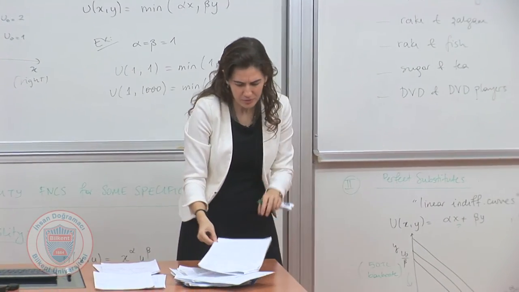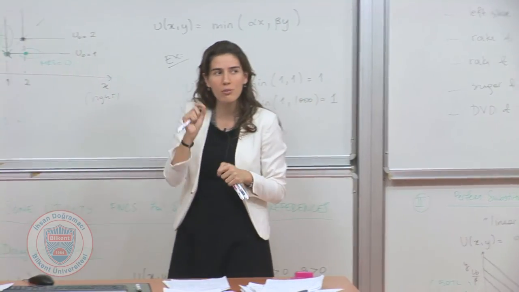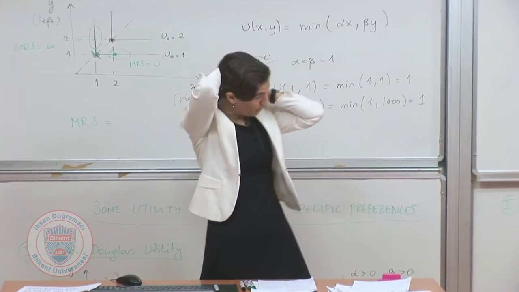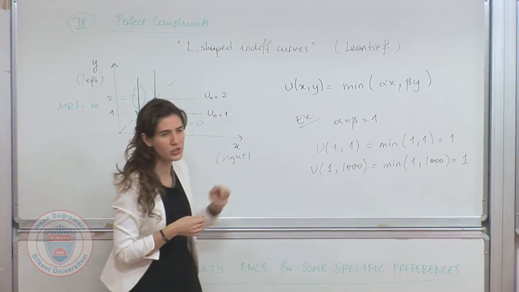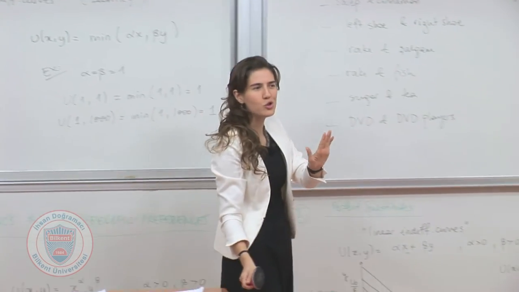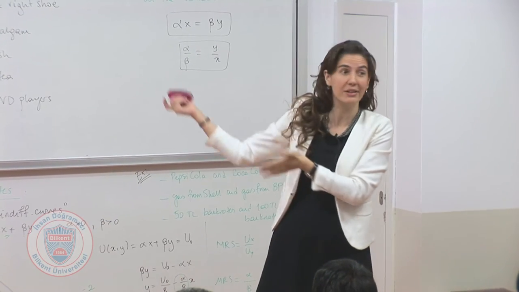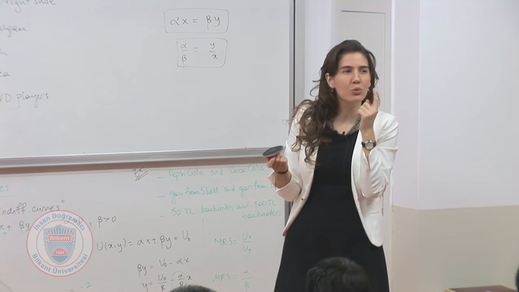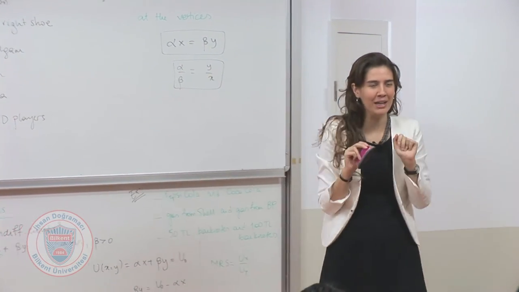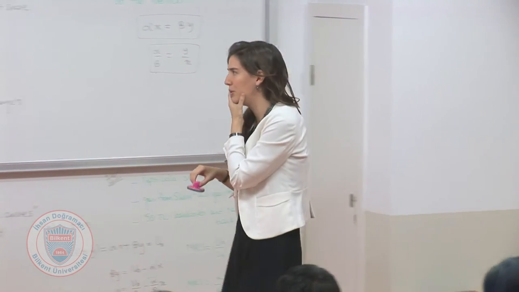But now, we know that these guys would be consuming at the vertices. Keep this in your mind for later when we solve the utility maximization problem. When you have this type of utility function, you'll see that you're not going to use any constrained optimization, any Lagrangian and such, because it's not differentiable at all. But you would use this smart idea, that you would be at the vertex. Okay, so that's what we will do.